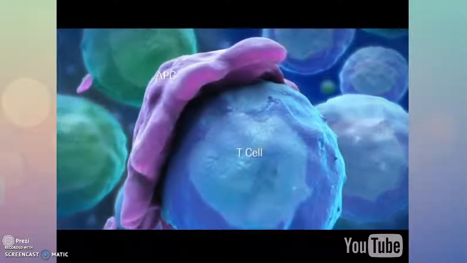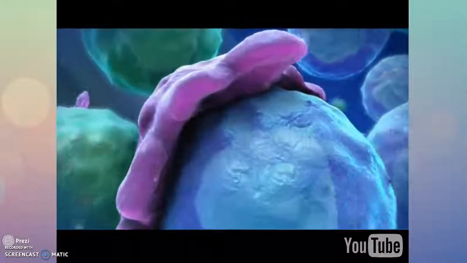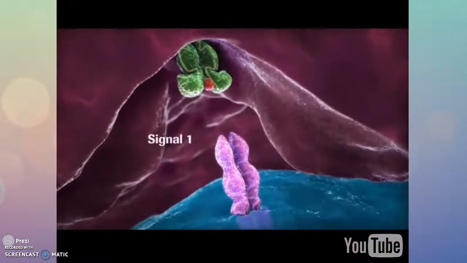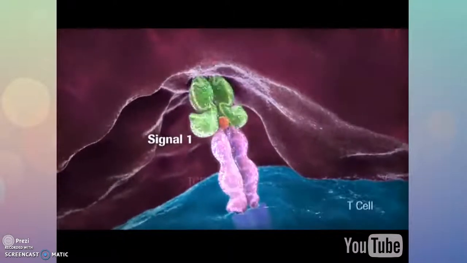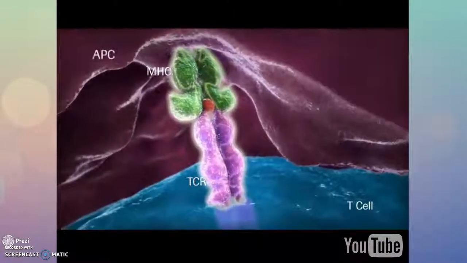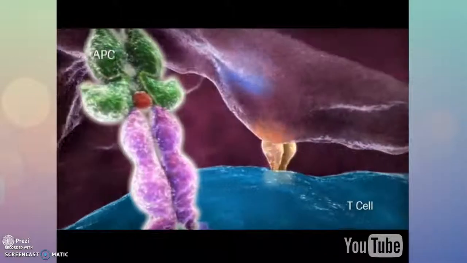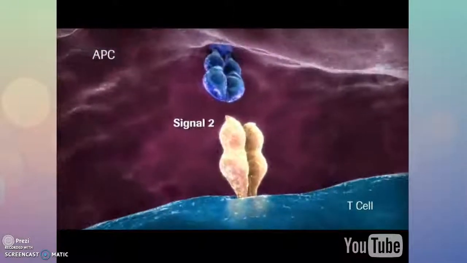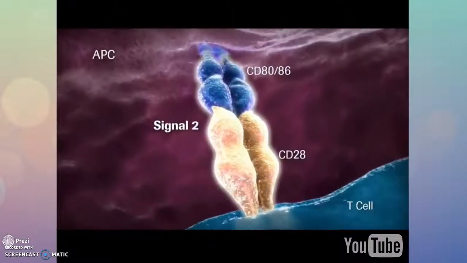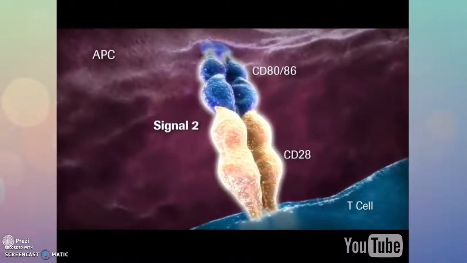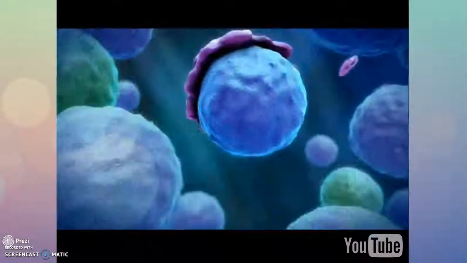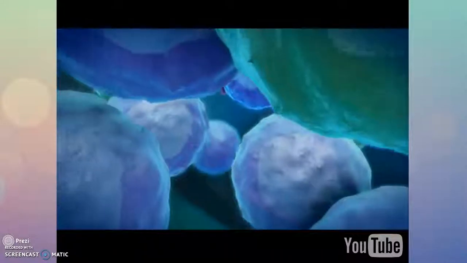T cells, which mediate the immune response, require two signals for full activation. Signal 1 is mediated through the T cell receptor's engagement with the antigen presented by the MHC on the APC. Signal 2, the co-stimulatory signal, results from receptor-ligand interactions that occur between the T cells and the APC. This co-stimulation enables T cells to proliferate and mount a sustained response to the allograft.